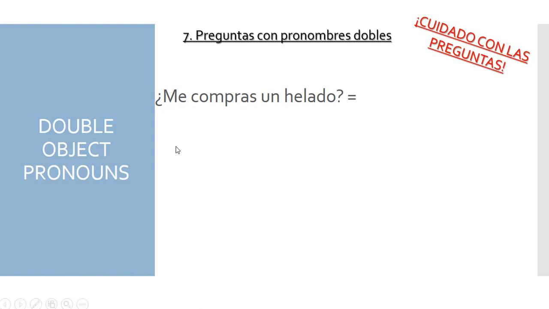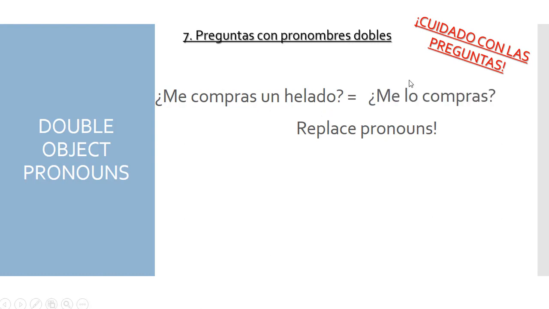Remember that, okay? You buy, the verb is going to tell you who is doing the action. Compras, you buy what? This is the direct object, ice cream. To me, you buy me ice cream. Replace all the pronouns. One is already there, me. And un helado will be replaced with lo. ¿Me lo compras? Do you buy it for me? Can you buy it to me? You buy it for me?